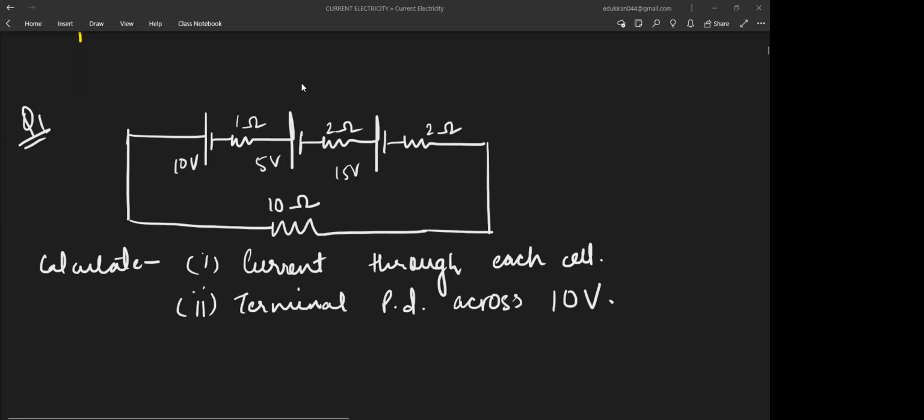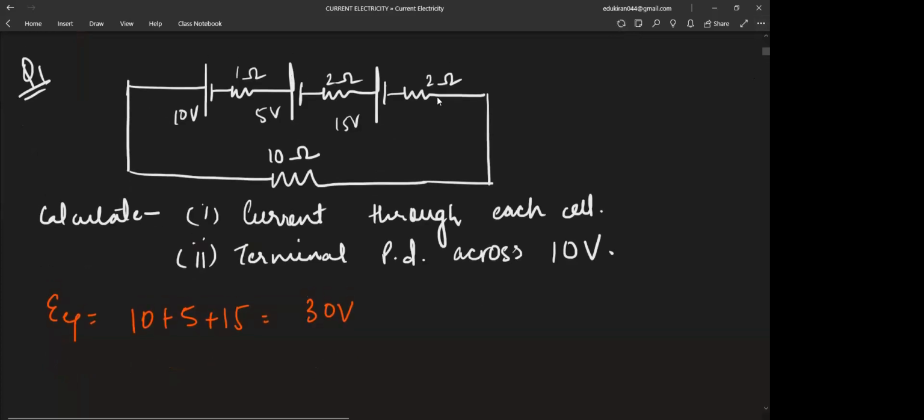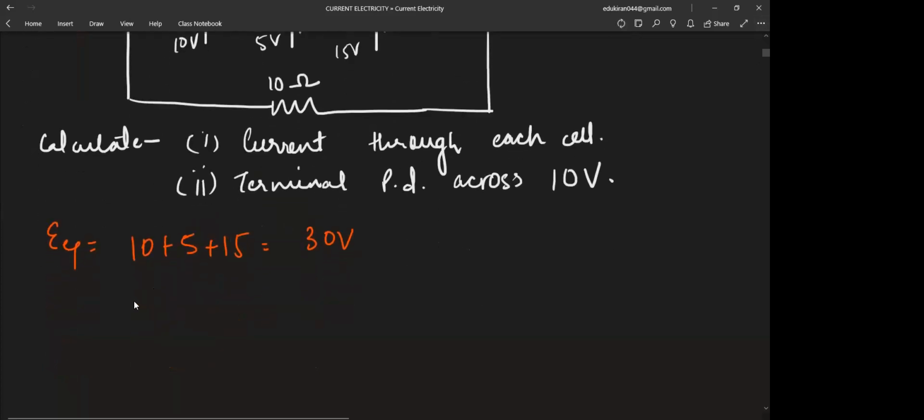Okay, class, let us discuss this. The internal resistors are present and the EMFs are present. So when we have to calculate E equivalent, we'll add all these. It is 10 plus 5 plus 15, which is equal to 30 volts. And what about the internal resistor? 2 plus 2 plus 1. So R equivalent will be 2 plus 2 plus 1, which is equal to 5 ohm.